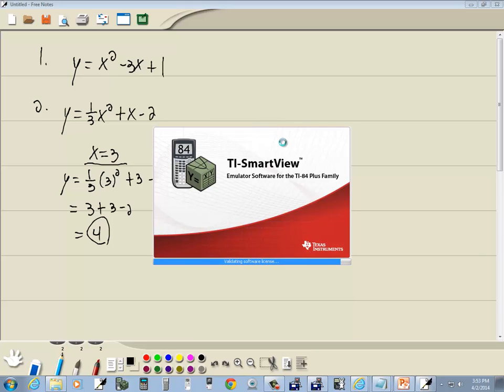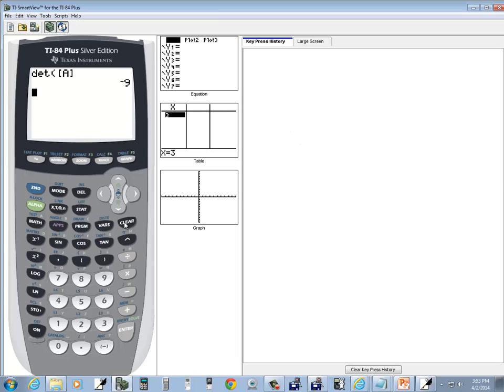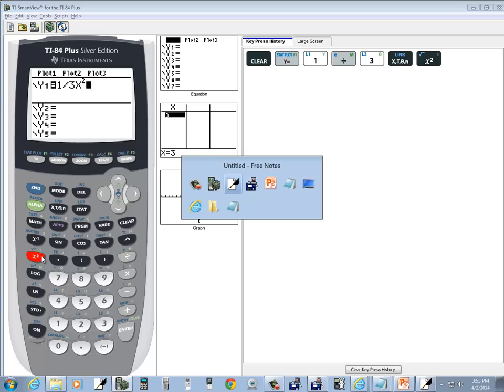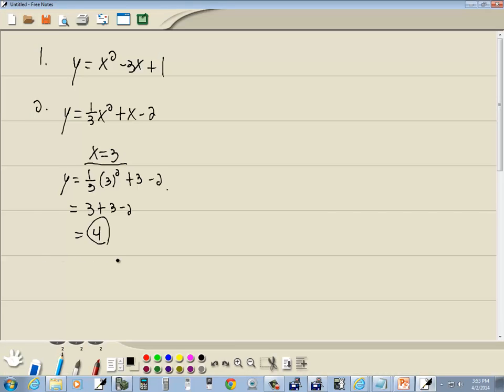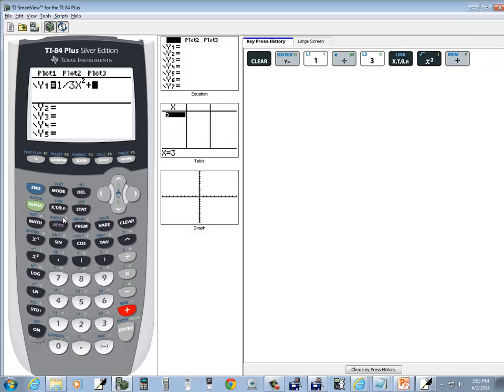This is TI-84 plus. And it'll eventually come up. Okay, so I'm going to press my y equals. And then I'll put in 1 divided by 3, x key, x squared, and get there eventually. Okay, there we go. 1/3 x squared plus x minus 2. So plus x minus 2.